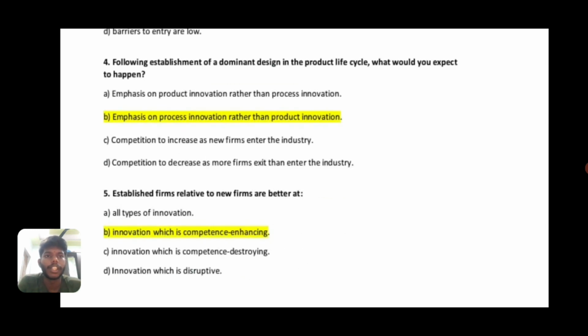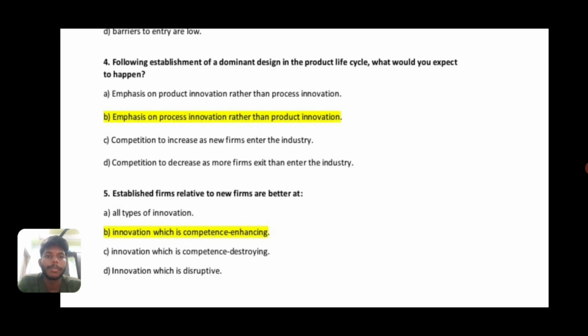Following establishment of a dominant design in the product life cycle, what would you expect to happen? Option A, emphasis on product innovation rather than process innovation. Option B, emphasis on process innovation rather than product innovation. Option C, competition to increase as new firms enter the industry. Option D, competition to decrease as more firms exit than enter the industry. Option B and option A is also same.